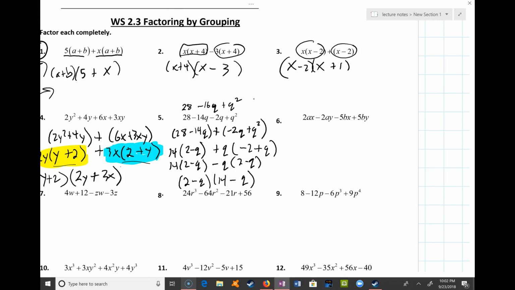Some people use this grouping method for all their factoring. So they just break the middle term into two terms and then do the grouping. And I don't think that's the most efficient way to do it, but if that makes sense to you and you would like to explore that or like to come in and talk to me more about it, I could definitely help you with that.